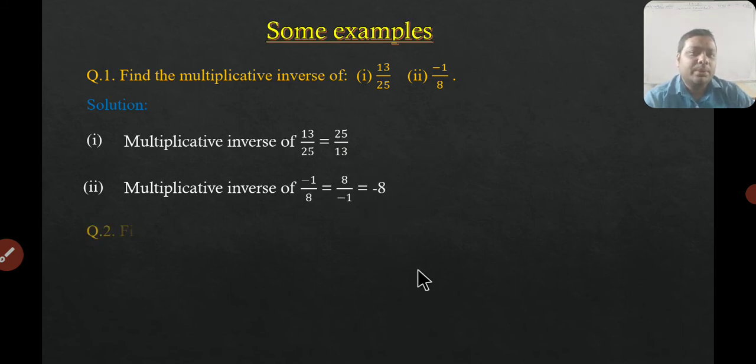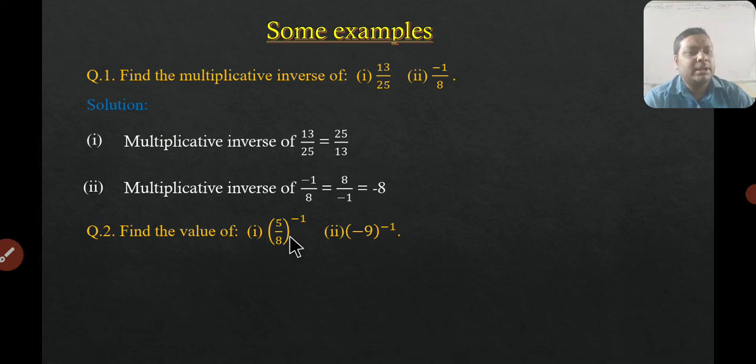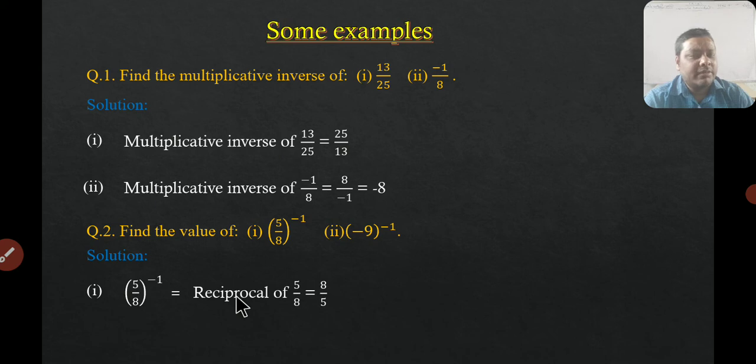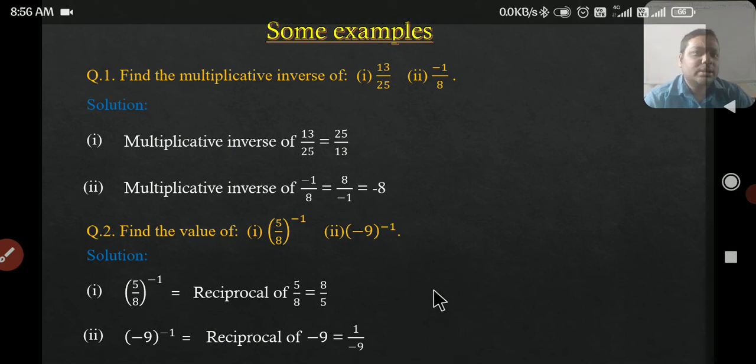Done. Now question number 2, find the value of 5 by 8 to the power minus 1 and minus 9 to the power minus 1. It means it is related to the property of the negative exponent. So you can see 5 by 8 has the power minus 1. So the reciprocal of 5 by 8 will be what? 8 by 5. And that will be our answer. In minus 9 to the power minus 1, the reciprocal of minus 9 will be 1 by minus 9. Okay, simple. So like this we can solve it.